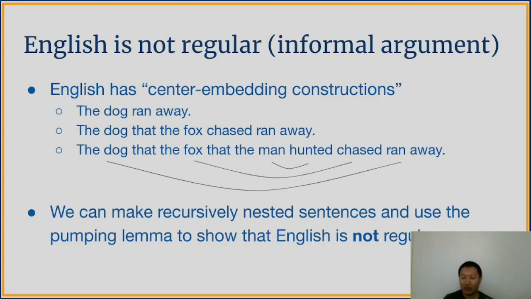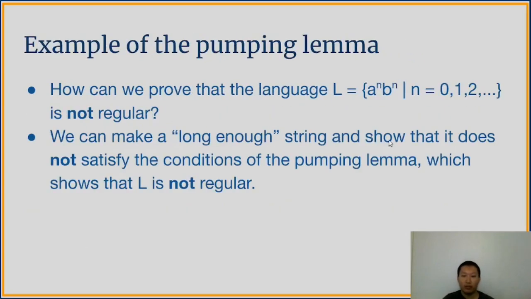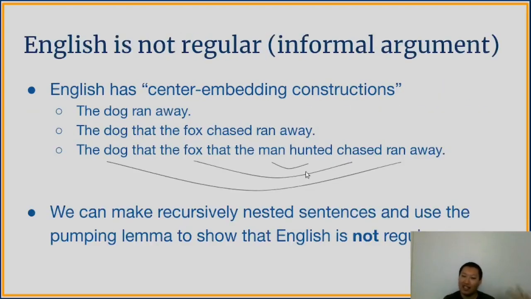The point is that we can keep doing this forever, right? And we have the same sort of center embedding construction that we did before. So the dog matches up with ran away, the fox matches up with chased, the man matches up with hunted, etc. And we can make a sentence that's nested together an infinite number of times. Using this, we can show, using the pumping lemma, that English is not regular. I won't go through the formal argument; this is a little bit of intuition about how this is true. That's basically the reasoning behind why English is not regular. We can do the same proof that we did before with the language A to the N, B to the N. The proof is basically exactly the same with English.